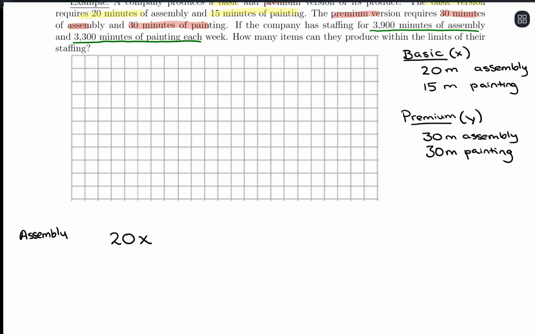So for assembly, 20 times X plus 30 times Y for those 30 minutes of assembly for the premium version. And let's see, our limit is 3,900 minutes. So we need to be at less than or equal to 3,900 minutes. So that's just their maximum that they're setting.